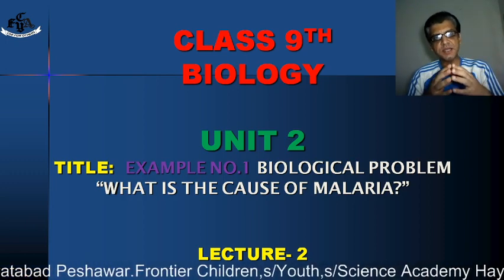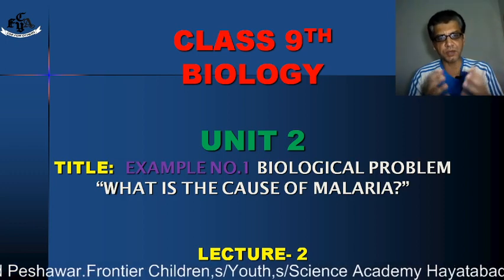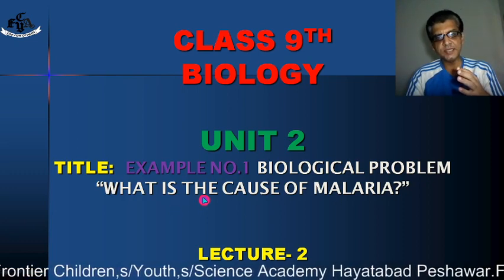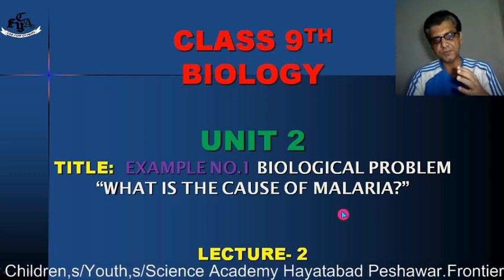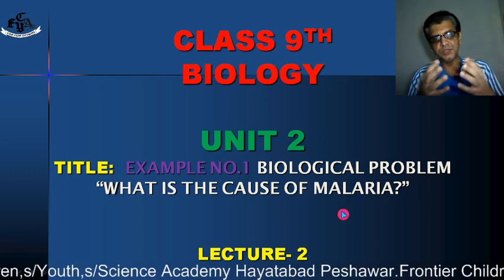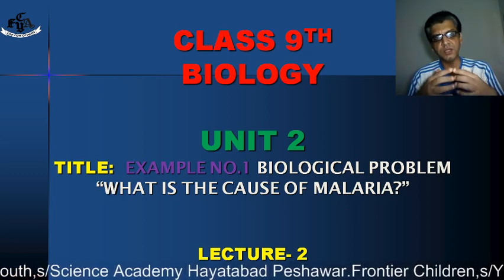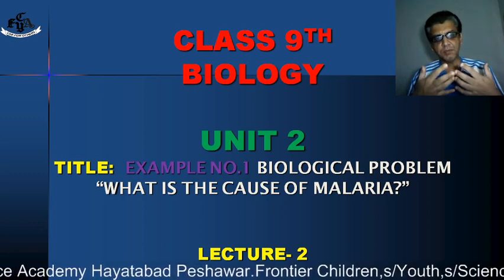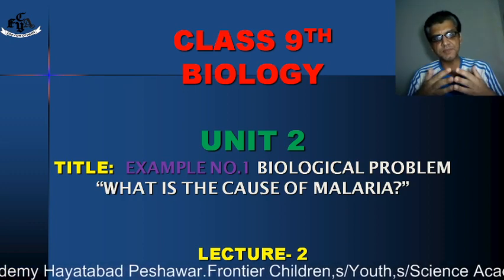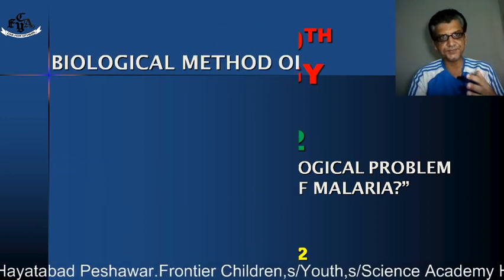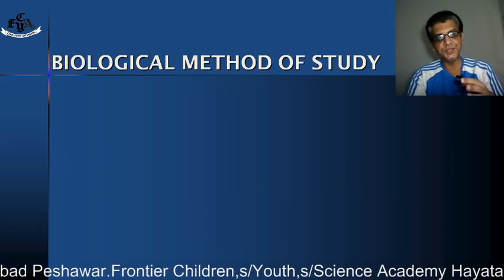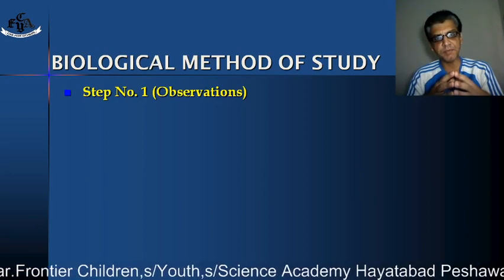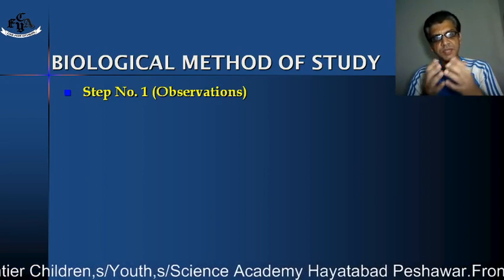The first step is recognition of the problem. So here is the problem: what is the cause of malaria? How did the biologists find the solution for this problem? The next step is observation, and observation is initial information about the problem.